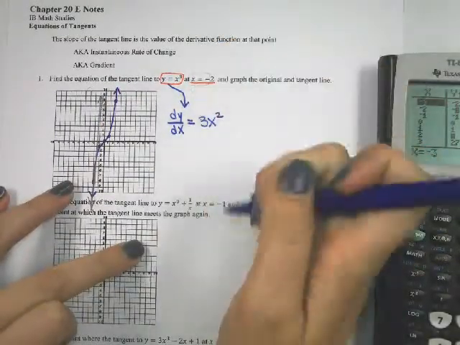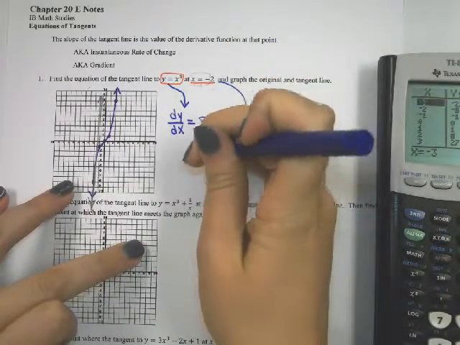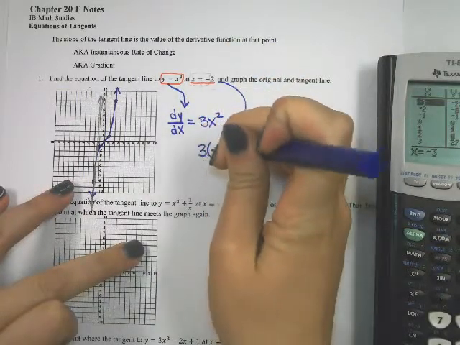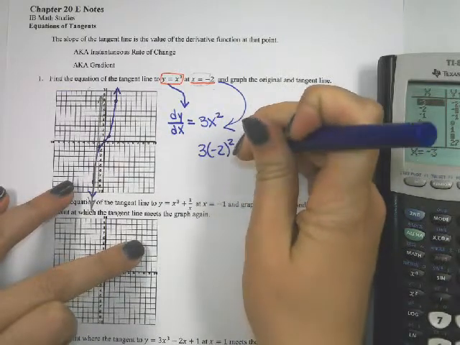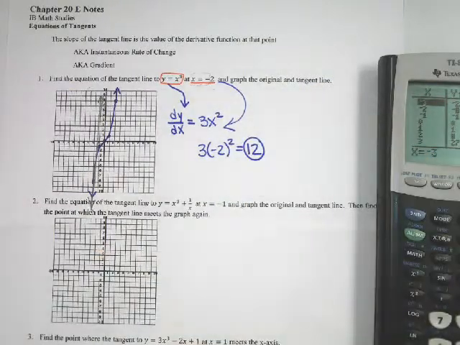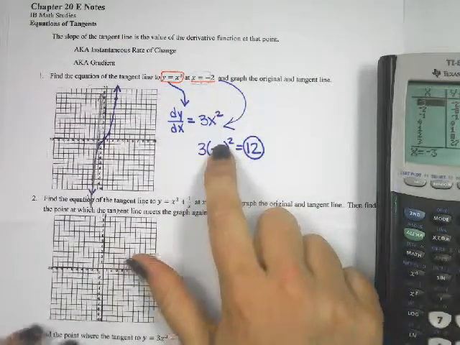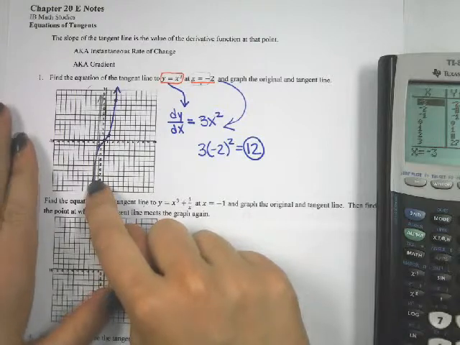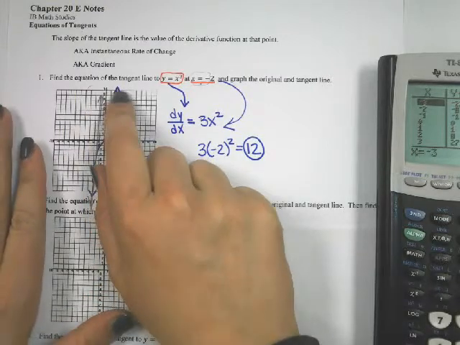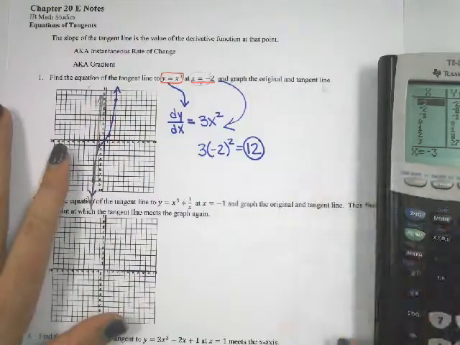So if I plug in x equals -2 to this, I get 12. So -2 squared is 4, 4 times 3 is 12. The slope of my tangent line at this point should be a positive 12. Rise 12, run 1.